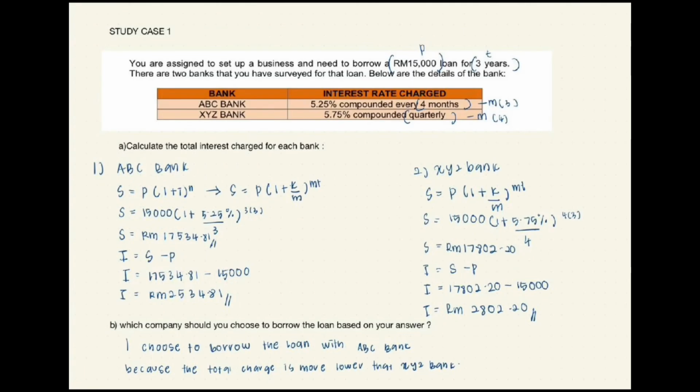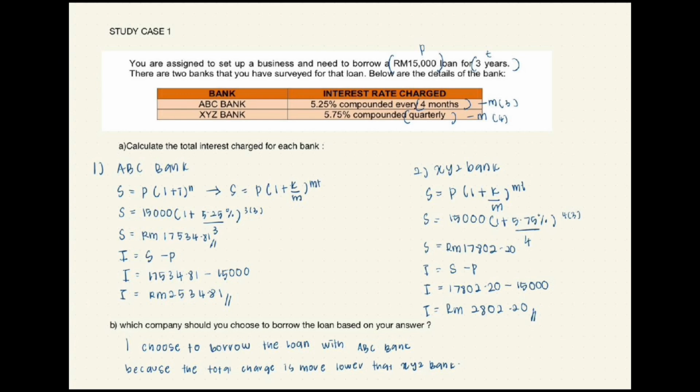Okay guys, let's study case 1. You are assigned to set up a business and need to borrow a 15,000 ringgit loan for 3 years. There are two banks that you have surveyed for that loan. Below are the details of the banks. The interest rate charged for ABC Bank was 5.25% compounded every 4 months. The interest rate charged for XYZ Bank was 5.75% compounded quarterly. For question A, calculate the total interest charged for each bank.